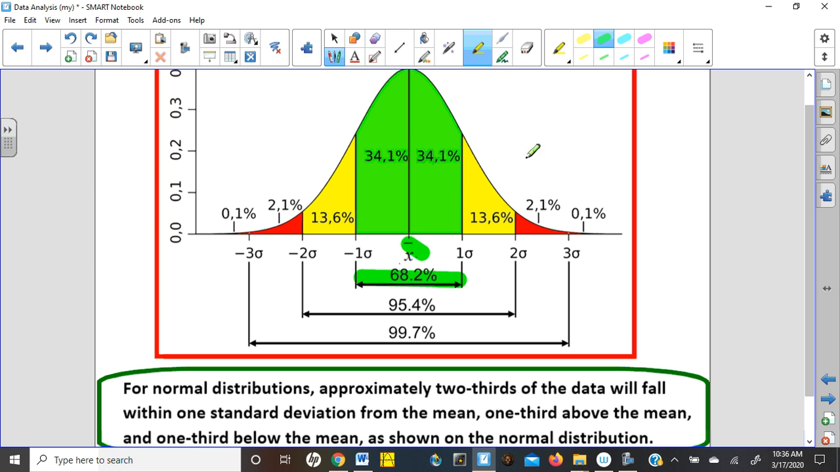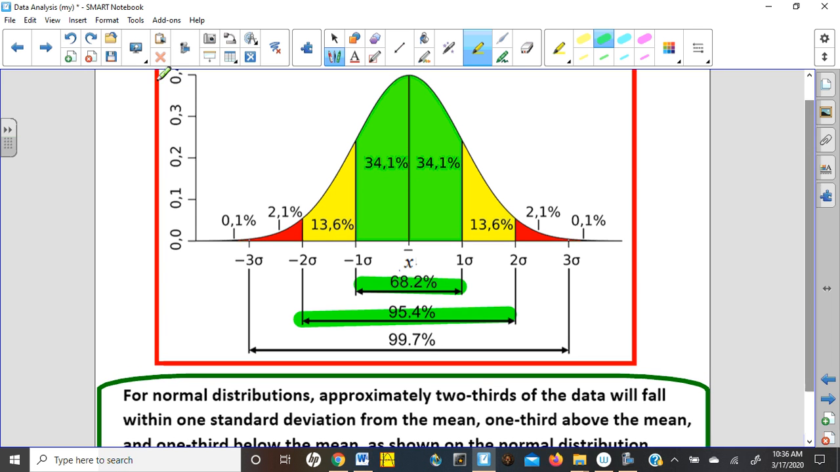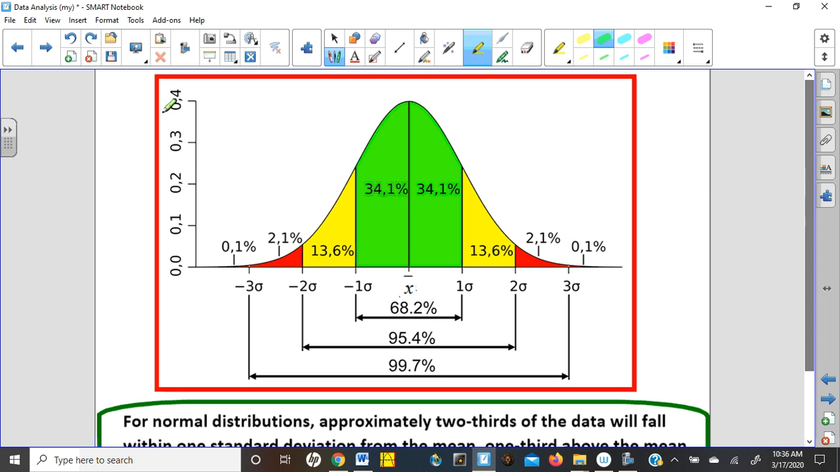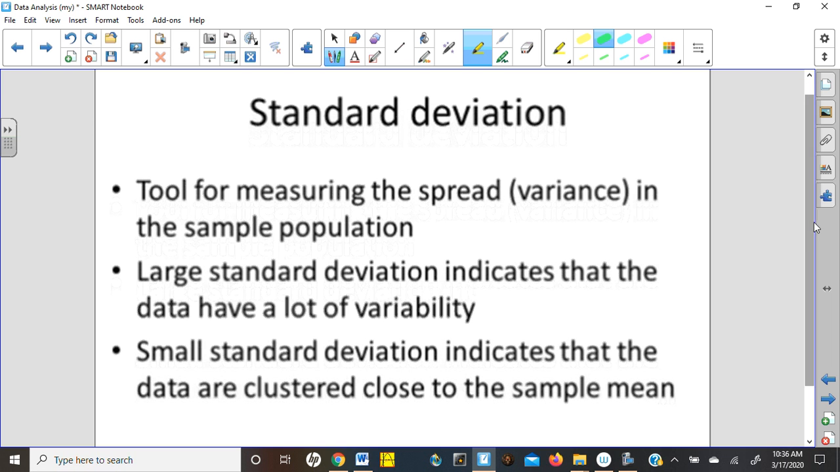34.1 below, 34.1 above. And if I go two standard deviations out, now I'm almost all of it, 95.4%, only about 5% left. And so you can see with normal distributions, the general population of data points is clustered very close to that center. All right. What do we use standard deviation for? We use it for measuring spread in sample populations.